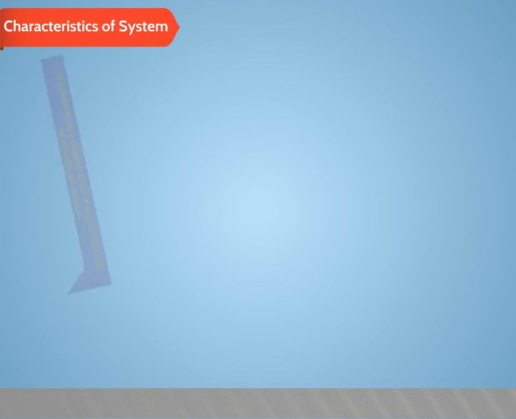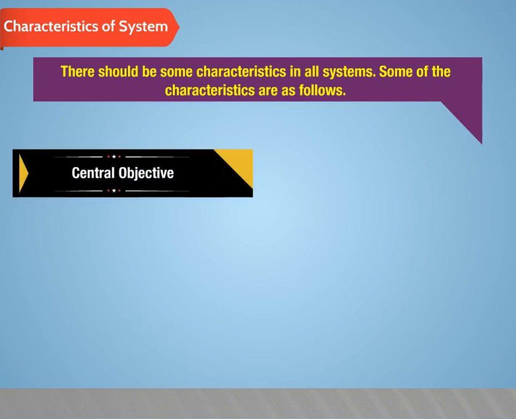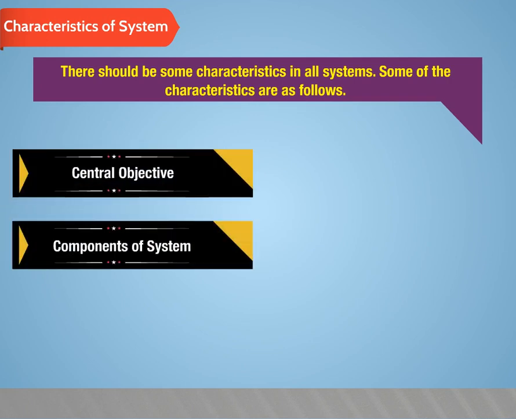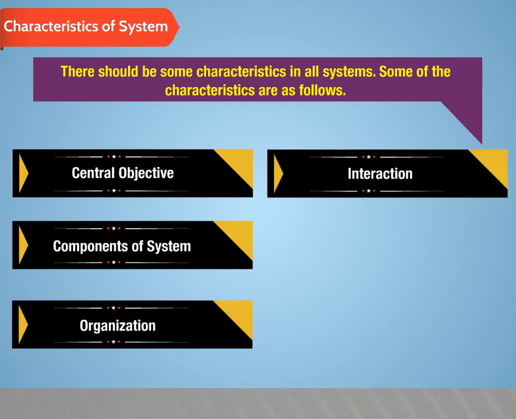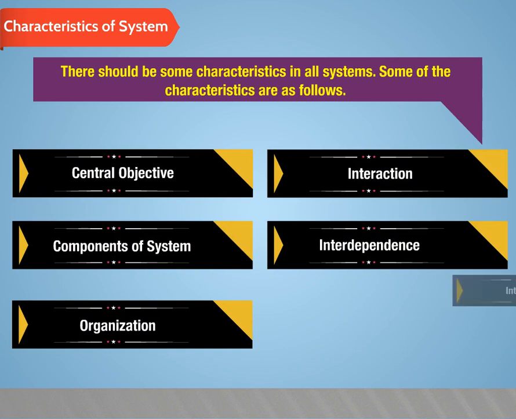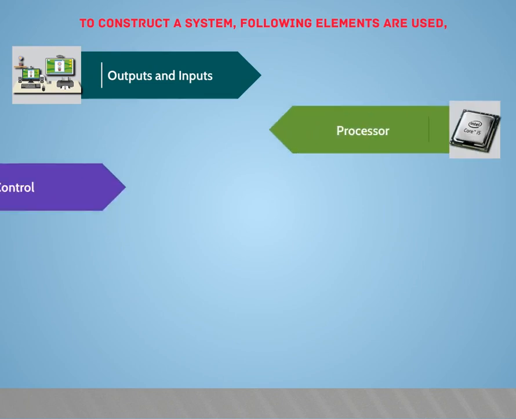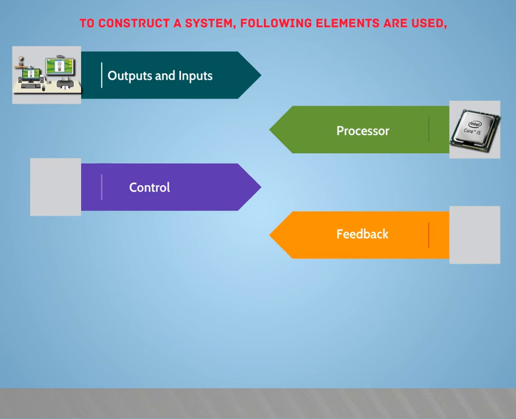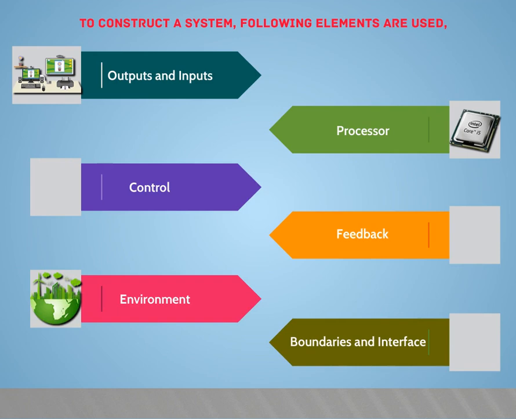Characteristics of system. There should be some characteristics in all systems. Some of the characteristics are as follows: central objective, components of system, organization, interaction, interdependence, integration. To construct a system, the following elements are used: outputs and inputs, processor, control, feedback, environment, boundaries and interface.